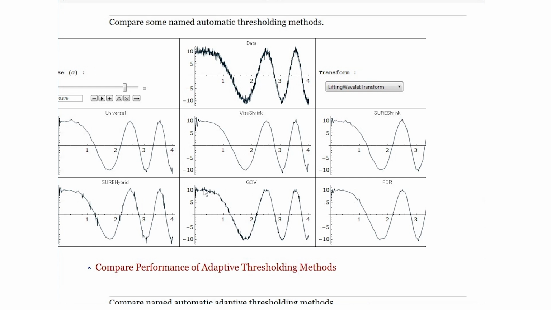The GCV tends to have a little bit more noise. If you change the kind of transformation you're doing from lifting wavelet transform to a stationary wavelet transform, you can see that almost all of them work rather well. Generalized cross-validation in some cases gives you more error.